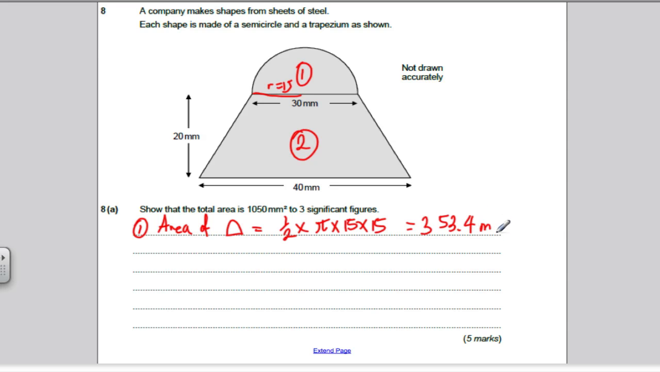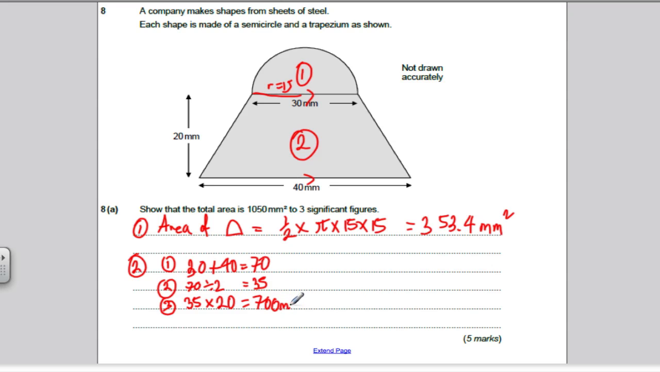So I get 353.4 millimeters squared. Now the area of 2, that's a trapezium. Parallel sides 30 and 40, perpendicular height 20. So the area of that, you do it in stages. You add the parallel sides, so you do 30 plus 40 is 70. You halve them. 70 divided by 2 is 35, and then you multiply that number by the distance they are apart. So times 20, you get 700 millimeters squared.